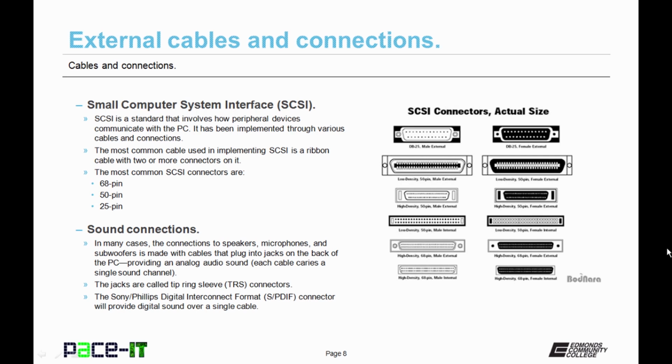Now let's move on to the Small Computer System Interface, the SCSI interface. SCSI is a standard that involves how peripheral devices communicate with the PC. It's been around for a while, so it's been implemented through various cables and connections. The most common cable used in implementing SCSI is a ribbon cable that has 2 or more connections on it. The most common SCSI connectors are the 68-pin, the 50-pin, and the 25-pin connection. You need to know what your device and interface is when you are installing SCSI.